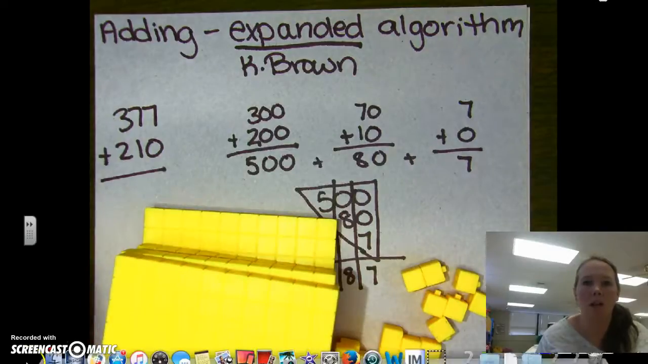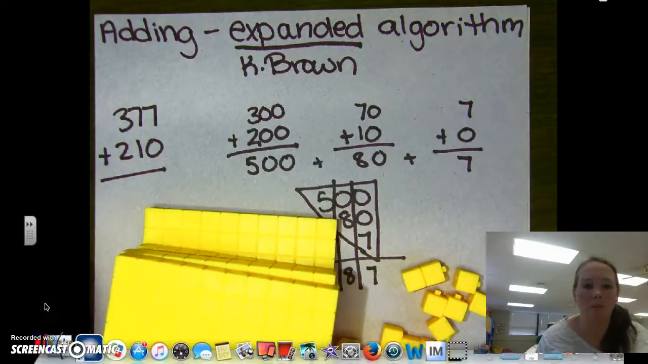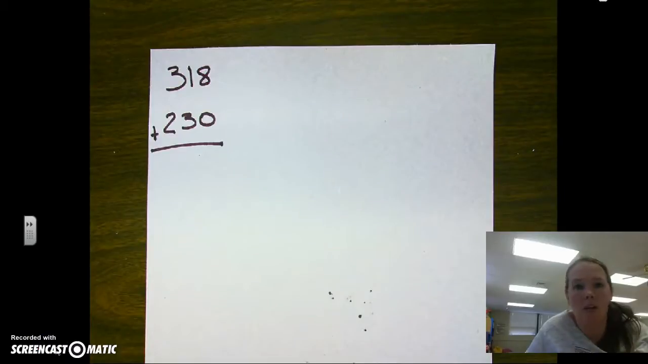Let's go ahead and try to do one more of those. Alright, let's go ahead and add 318 plus 230. I'm going to show you with base 10 or place value blocks first, and then I'll show you how we write out the expanded algorithm.